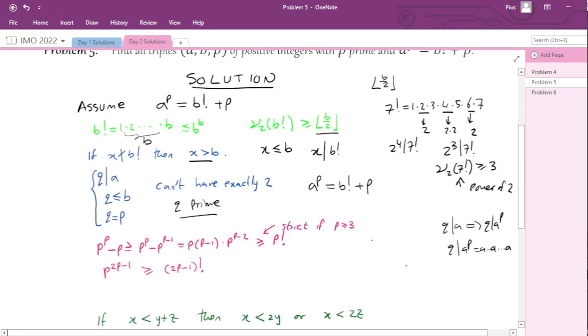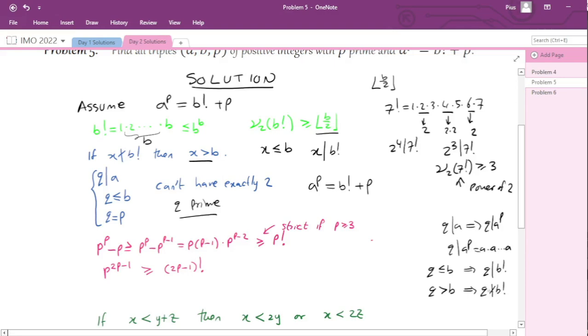Okay, on the other hand, Q is less than or equal to B based on what we did. If Q is less than or equal to B, we have that definitely Q will have to divide B factorial because it's part of it. And if Q is greater than B, then we have that Q cannot divide B factorial. The reason for this is because Q is a prime.